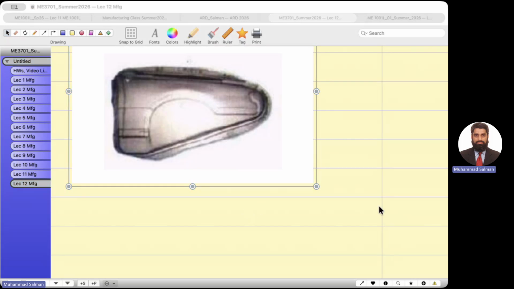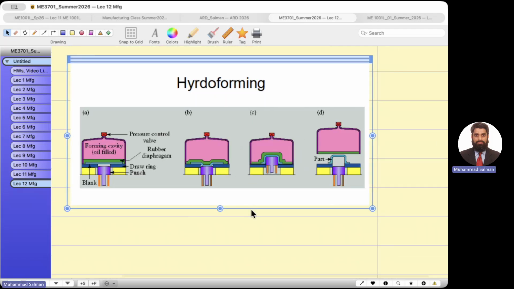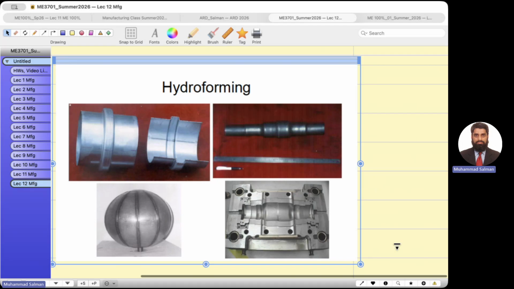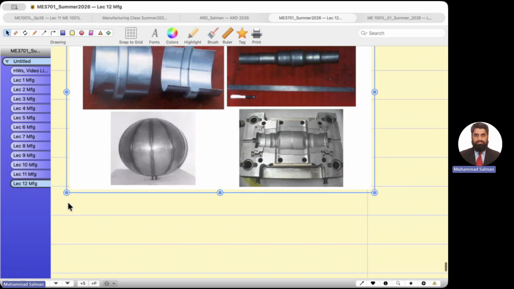This is another type, hydroforming. With the water pressure, it pushes the sheet metal to acquire the shape of the die. These are the manufactured parts from the hydroforming process. There is a die and the metal coming out of it.